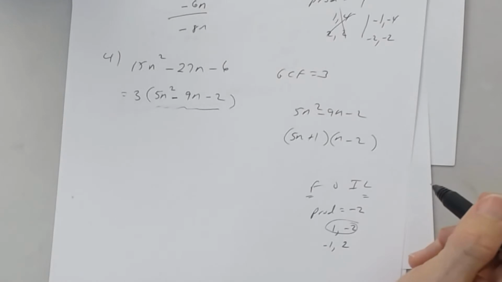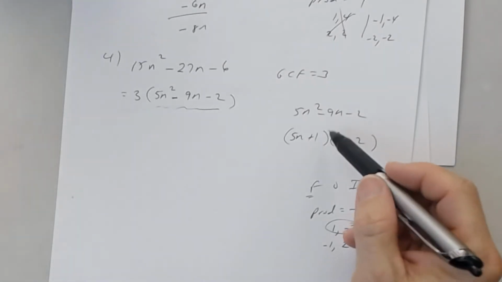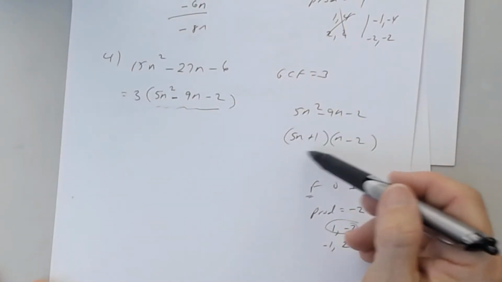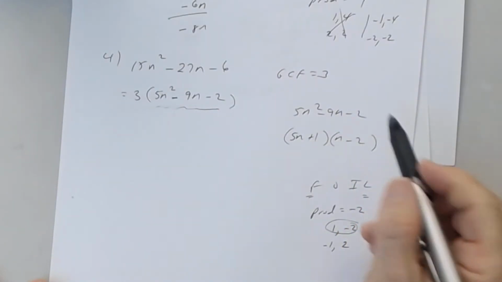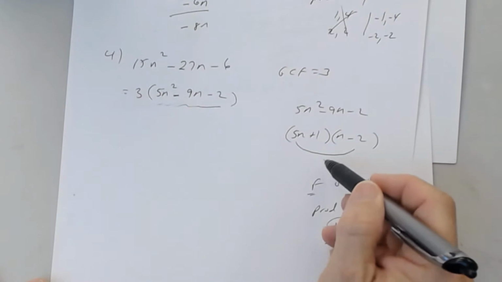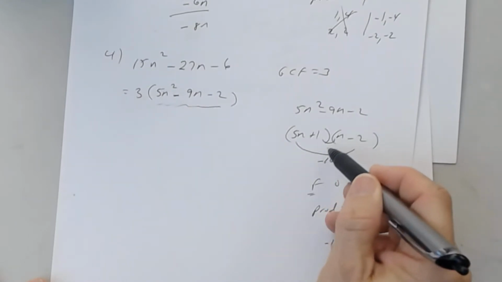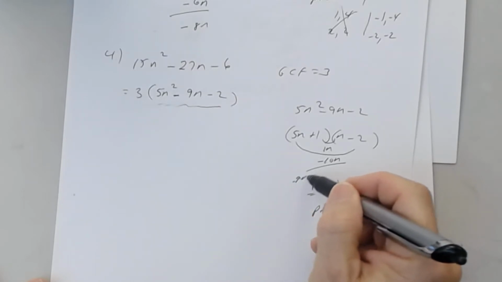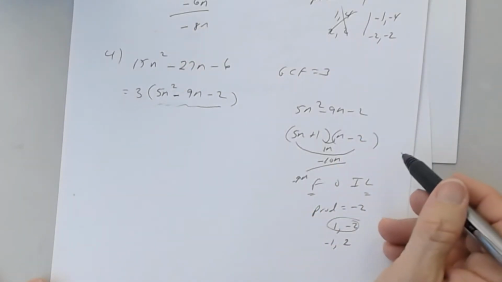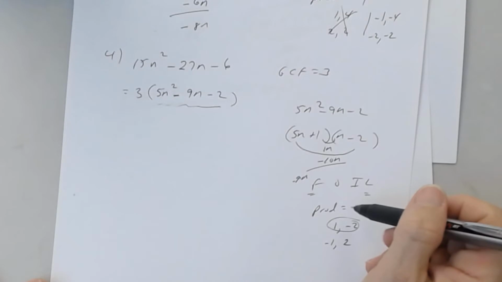But you got to check. So you're saying you think this trinomial can be factored as these 2 binomials. All right. Well, let's check. What's the outer? What's the inner? When I add them up, what do I get? Negative 9. Is that what you wanted? Yeah. That worked right away.